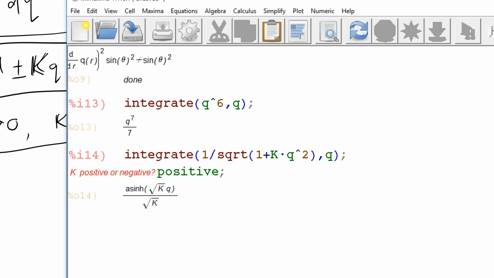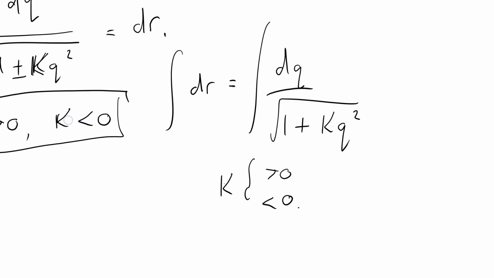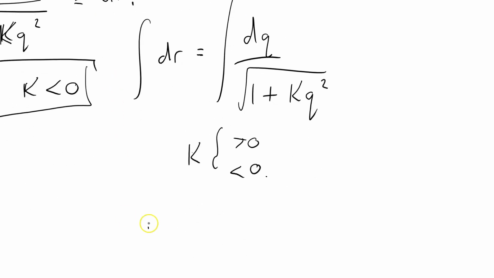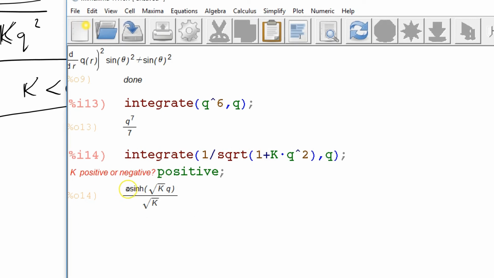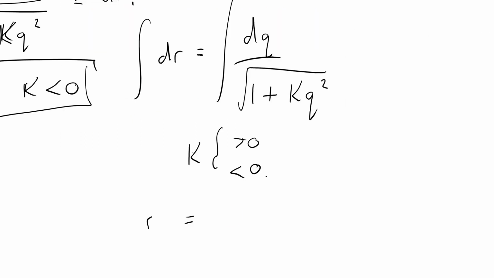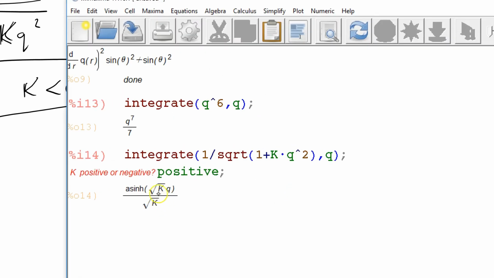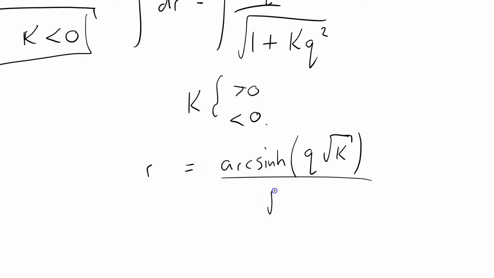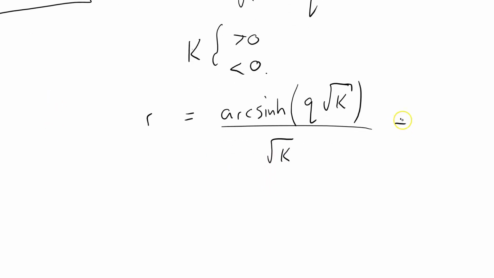Arc shine root kq. So that says there that r equals, and of course I can't remember the formula, arc shine root kq over root k. Arc shine root kq, I'll say q times root k. Was that the positive or the negative branch? That was the positive branch. Yes, that's good because we're taking the square root of something positive. Over root k. Plus a constant, I guess.